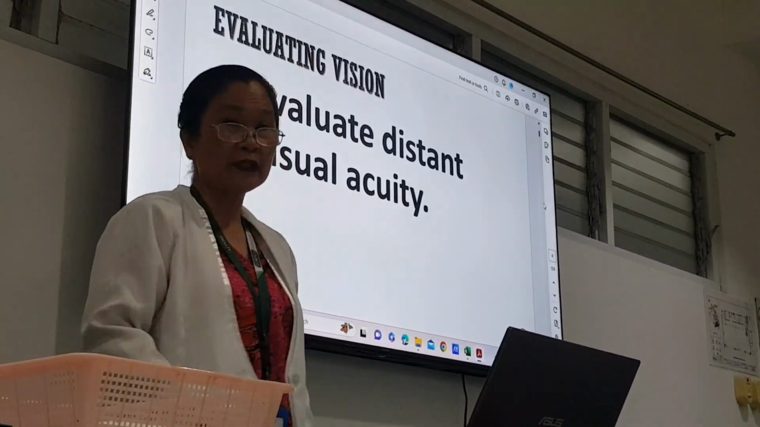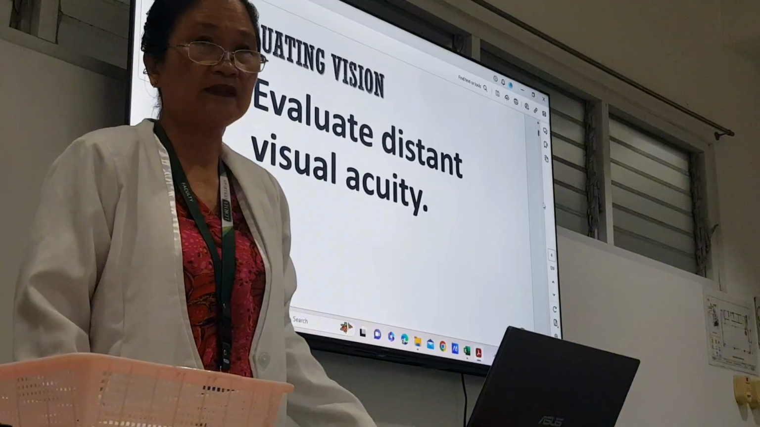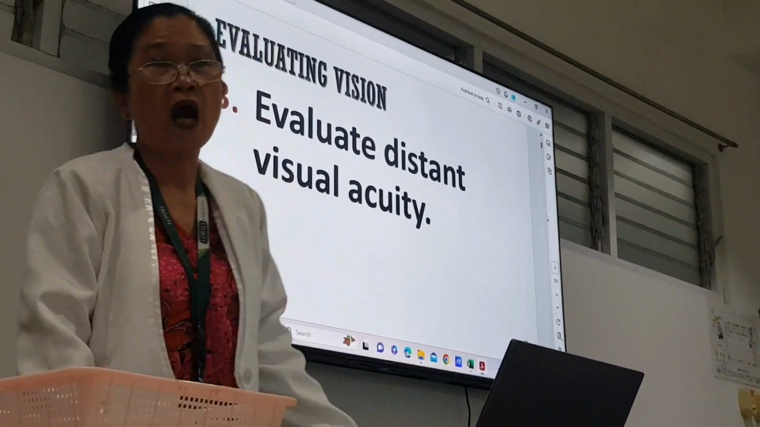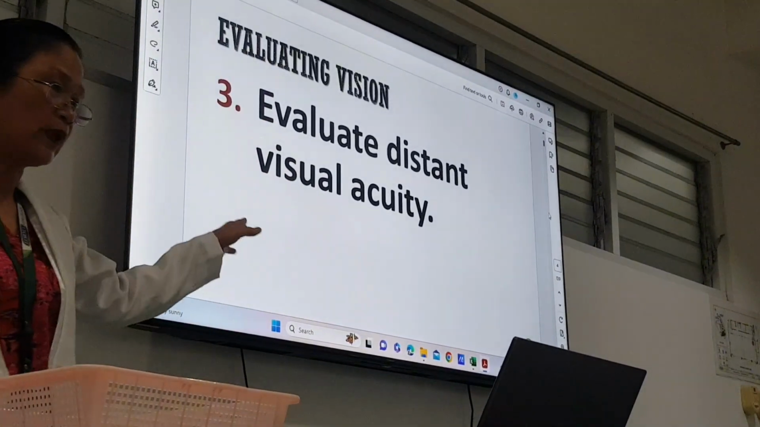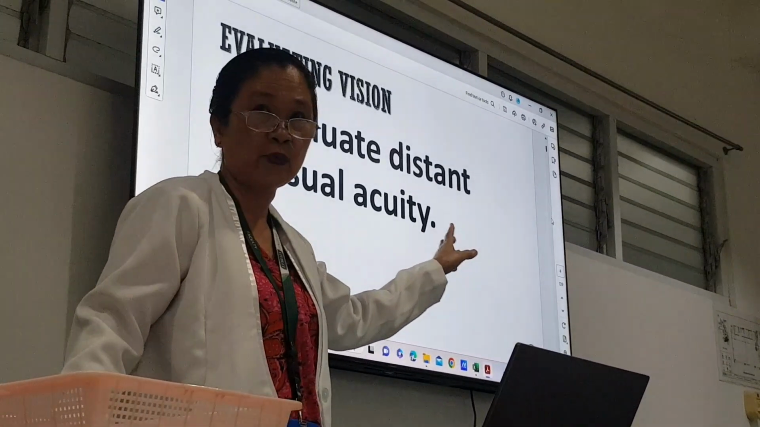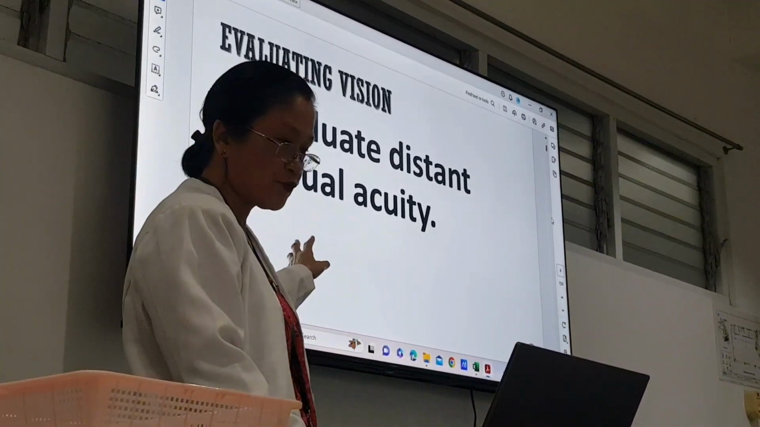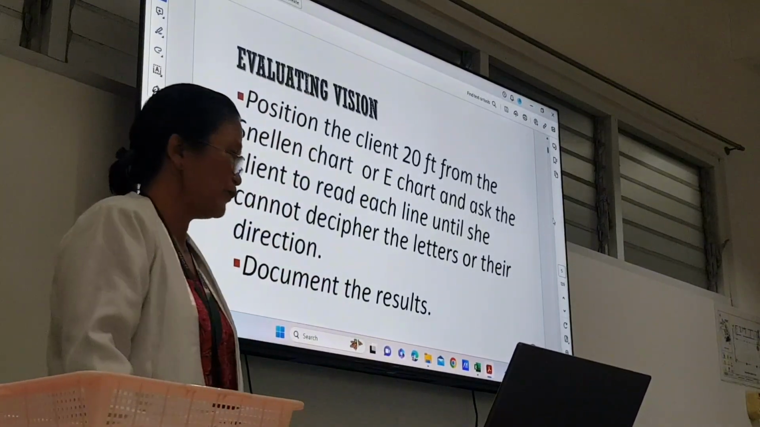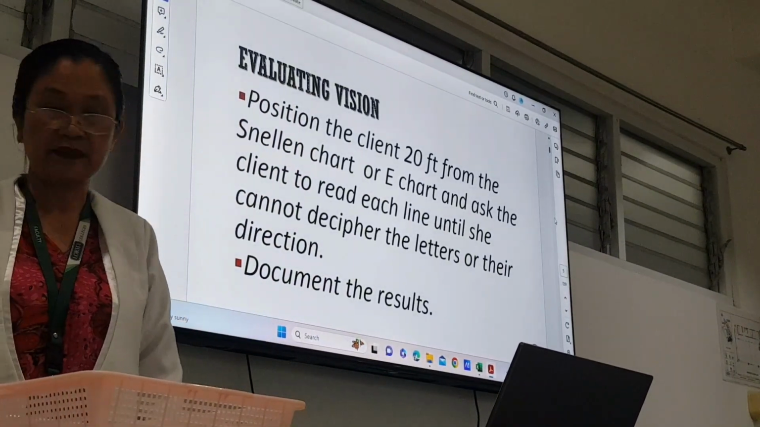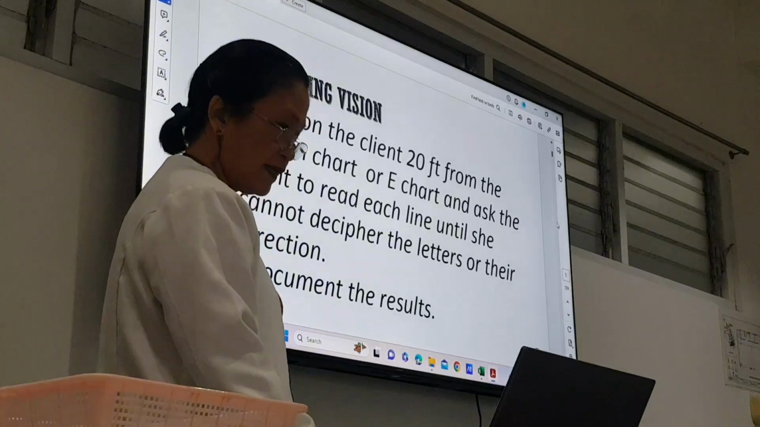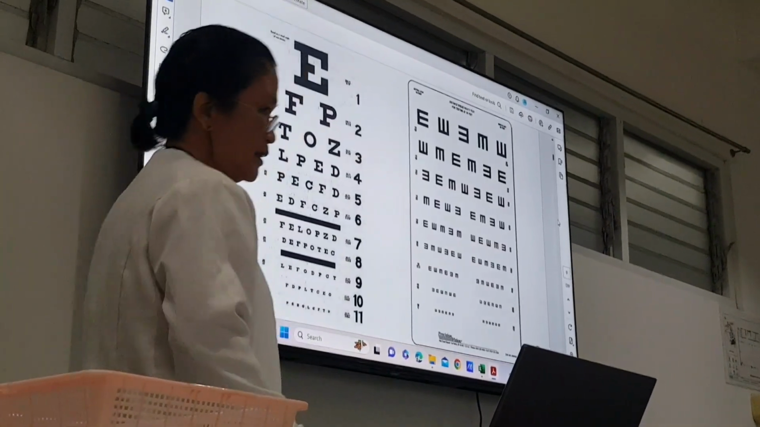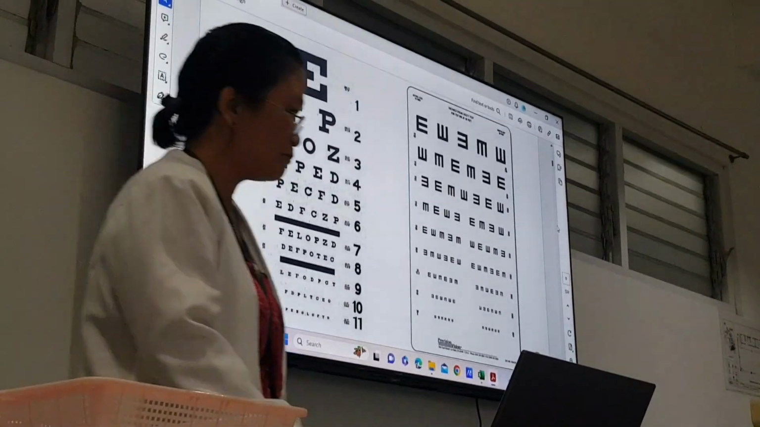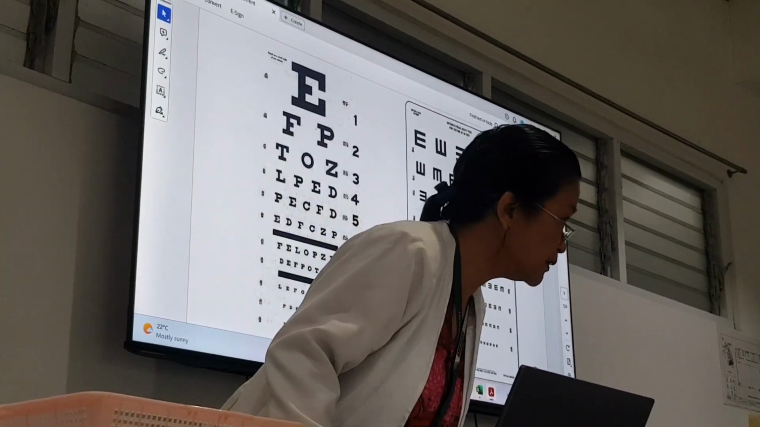Now this one, number 3, evaluate distant acuity. So, how are we going to evaluate the distant visual acuity? This is now the use of your Snellen chart. So, wala po kasi tayo yung kindly, Mr. Gabriel and Miss, ano pangalan mo?